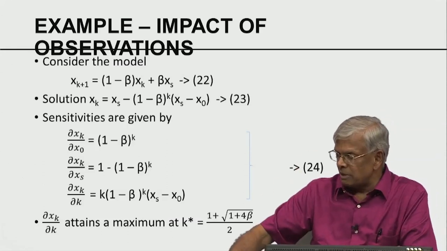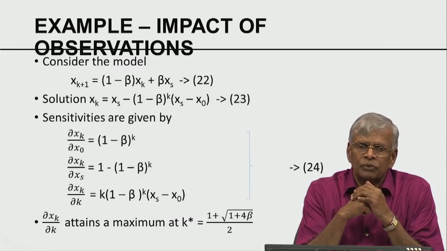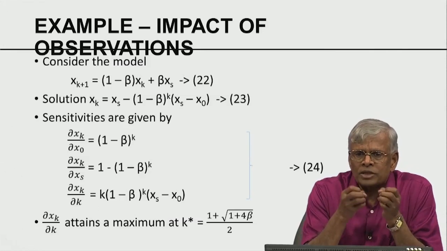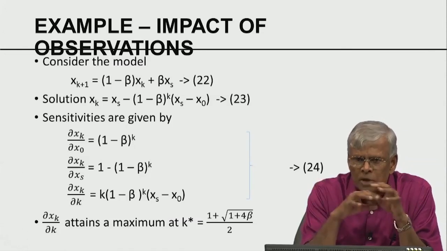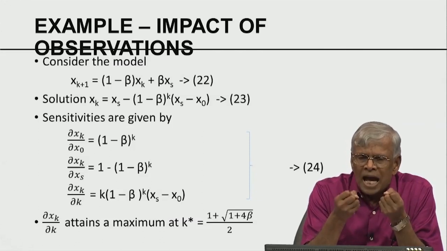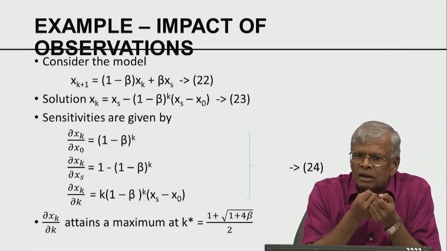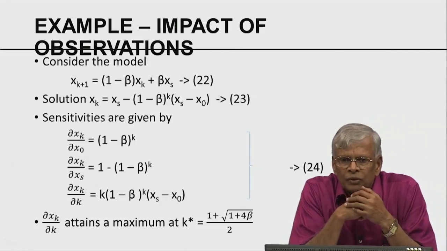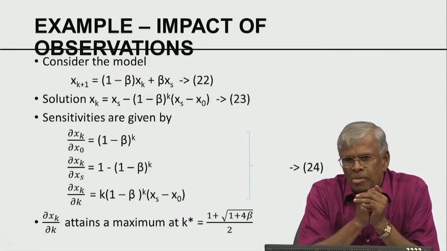One of the standard questions in data assimilation is, how do I distribute my observations temporally? How do I distribute my observation stations spatially? So the fundamental question relates to how do you distribute the observations in a spatial temporal domain from where I can get the maximum amount of information that can be derived from the observations for being assimilated into the model. That's one of the fundamental questions that continues to be of great interest in data assimilation.